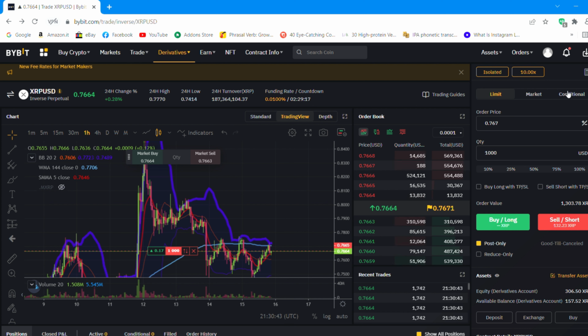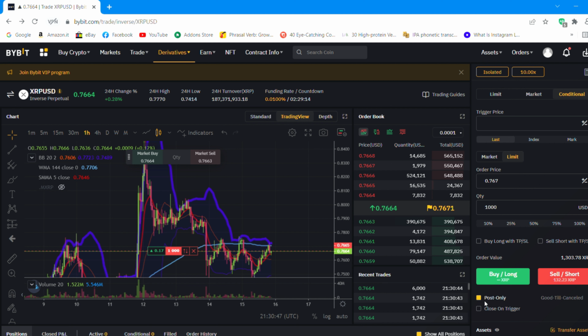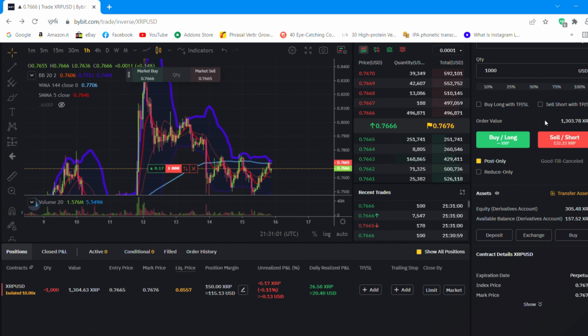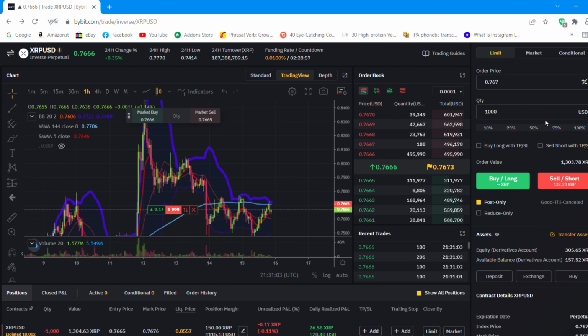But remember, if you set conditionals, to click the post only. If you don't click the post only, it might go in straight away. I don't know the technicalities behind this, but I know the practical side of it. So the platform will always entice you, it's a bit like a casino, it will always make it more profitable for them. So the higher fees are for market orders. So both limit and conditionals could be executed as market orders if we're not paying attention.